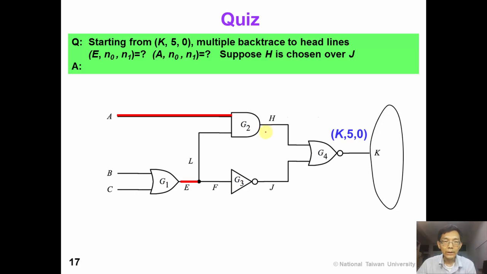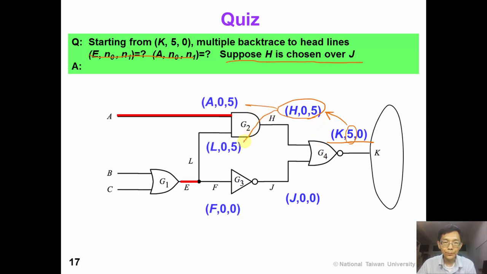Now it's time for you to practice. Starting from this objective K=5,0, please perform multiple backtrace to headlines. And please choose H before J when we backtrace. Now please pause the video and practice. Okay, have you finished yet? Because this is a controlling value, we would only need one 1 at input H. And now we backtrace this through the AND gate. And at the fan-out stem, we do a summation, so the answer is E=0.5. Have you got it correctly?